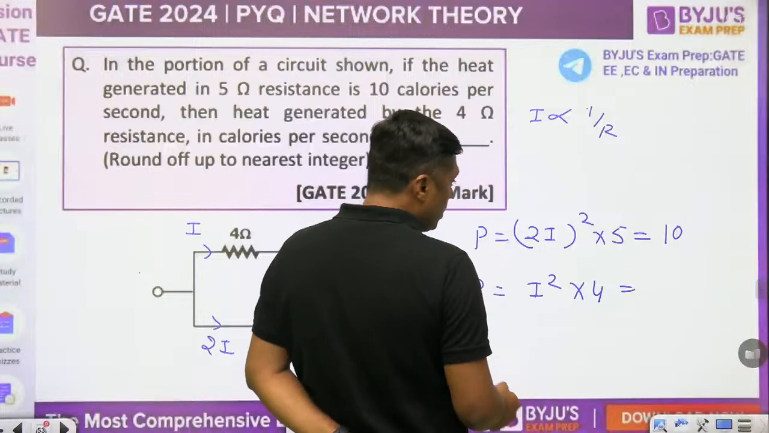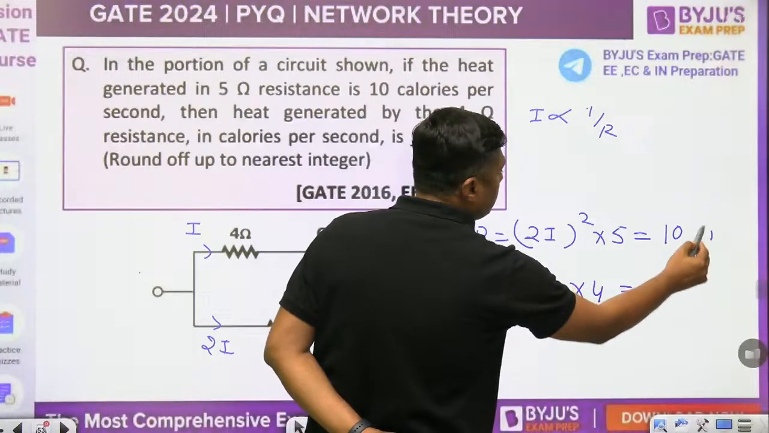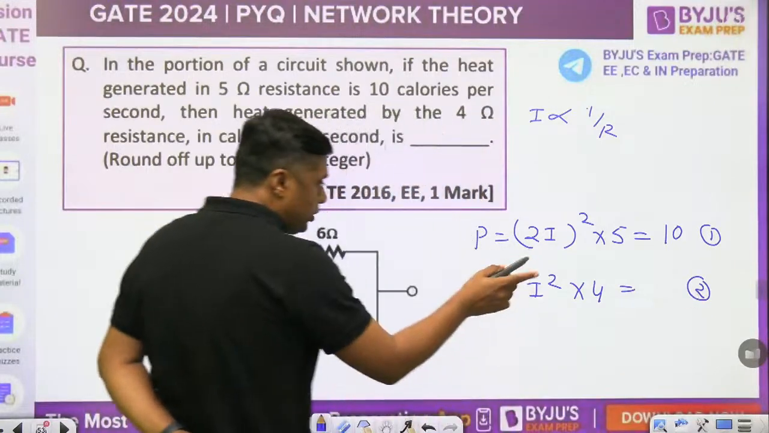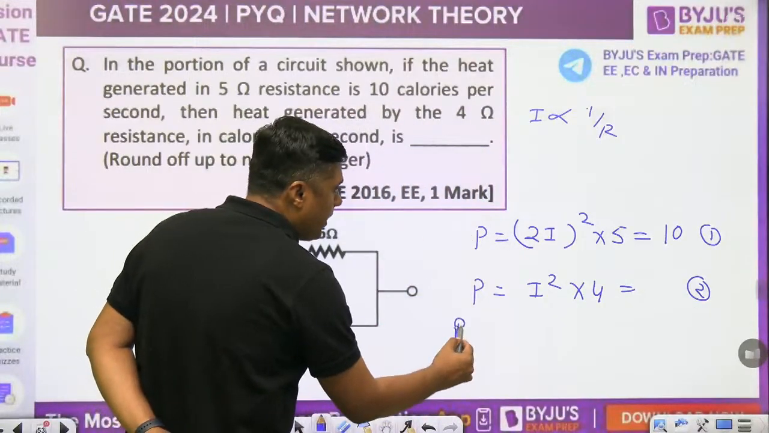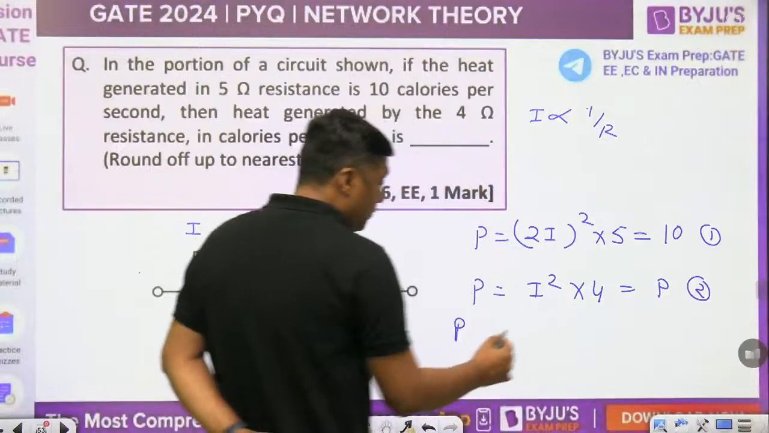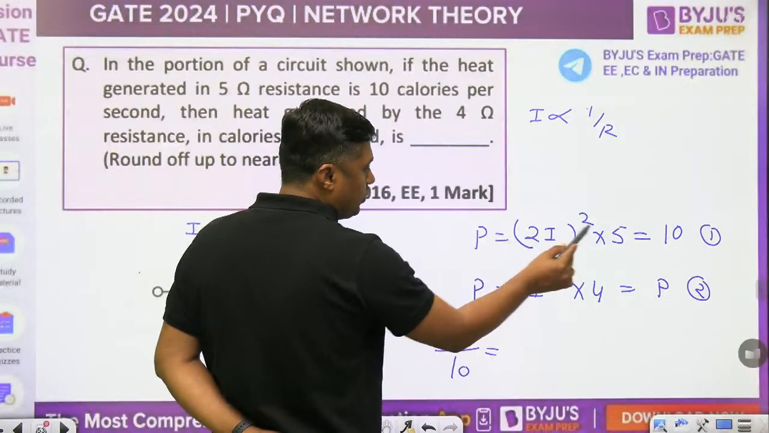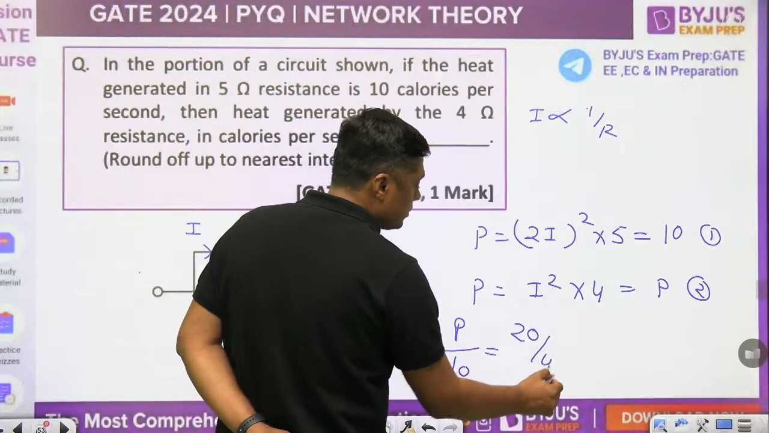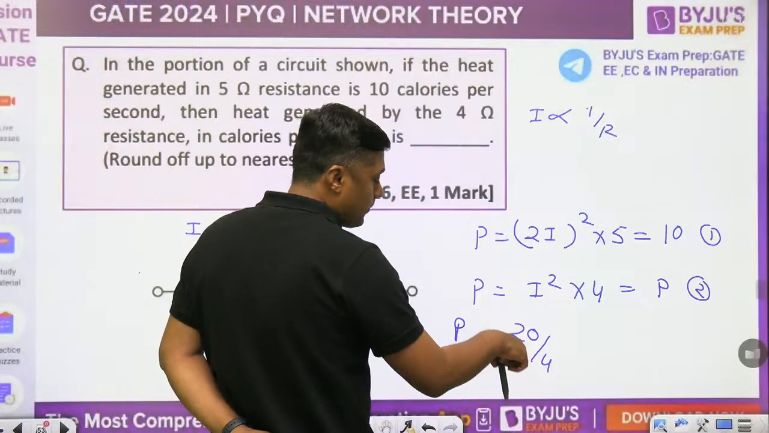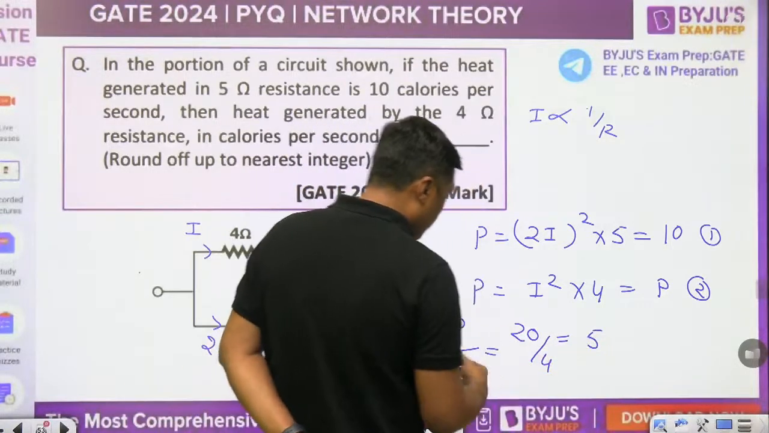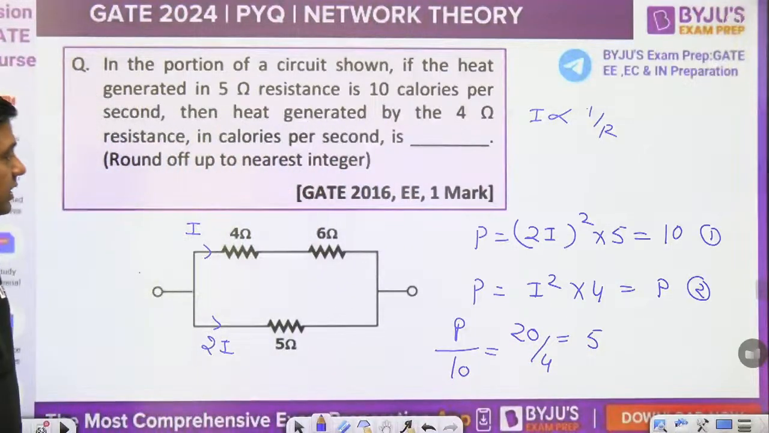You have to find that, call it P. So 10 divided by P, equation number 1, equation number 2. You can divide 1 by 2. So it will become P by 10. We have no idea about P. P upon 10, I square cancels out. This is the 4 into 5, 20 divided by 4. And what is 20 divided by 4? 5. What will be the value of P? You can find it: 50 watt, 50 calorie per second. Is it right? Okay. Check my calculation.